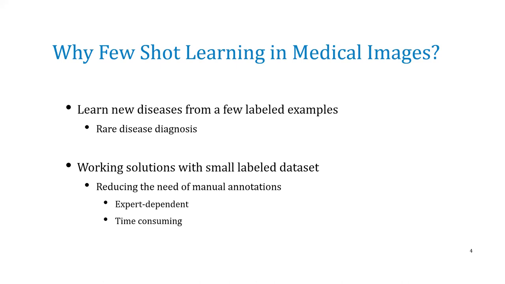Additionally, especially for medical images, the second point is also important, that few-shot learning enables us to work with small-level data set. Now, if we can train a system effectively with small-level data set, that means we can reduce the need of manual annotation. For medical images, this manual annotation is expert-dependent and time-consuming. So both from time and cost point of view, if we can design few-shot learning method, that might be useful in the context of medical images, even considering more common diseases. So if you consider the scenario with rare diseases, or if you consider the scenario with more common diseases, few-shot learning is useful for designing diagnosis methods in medical images.